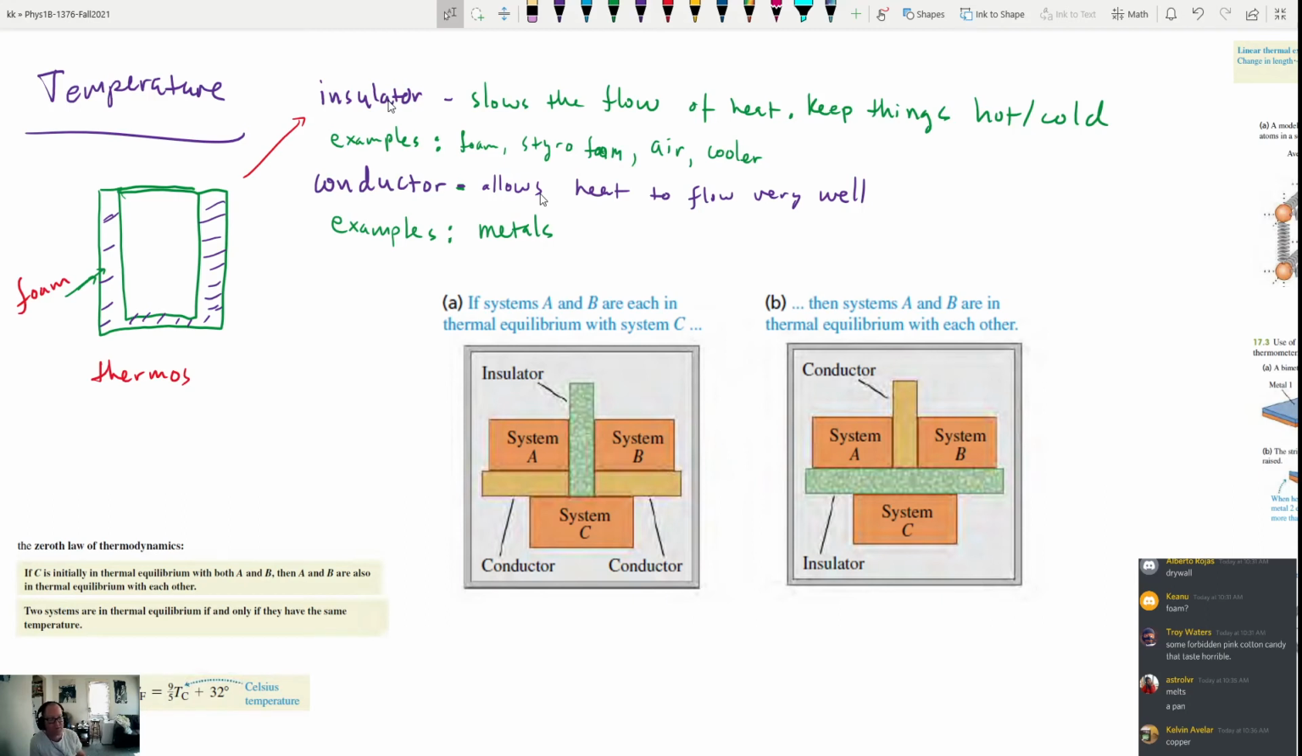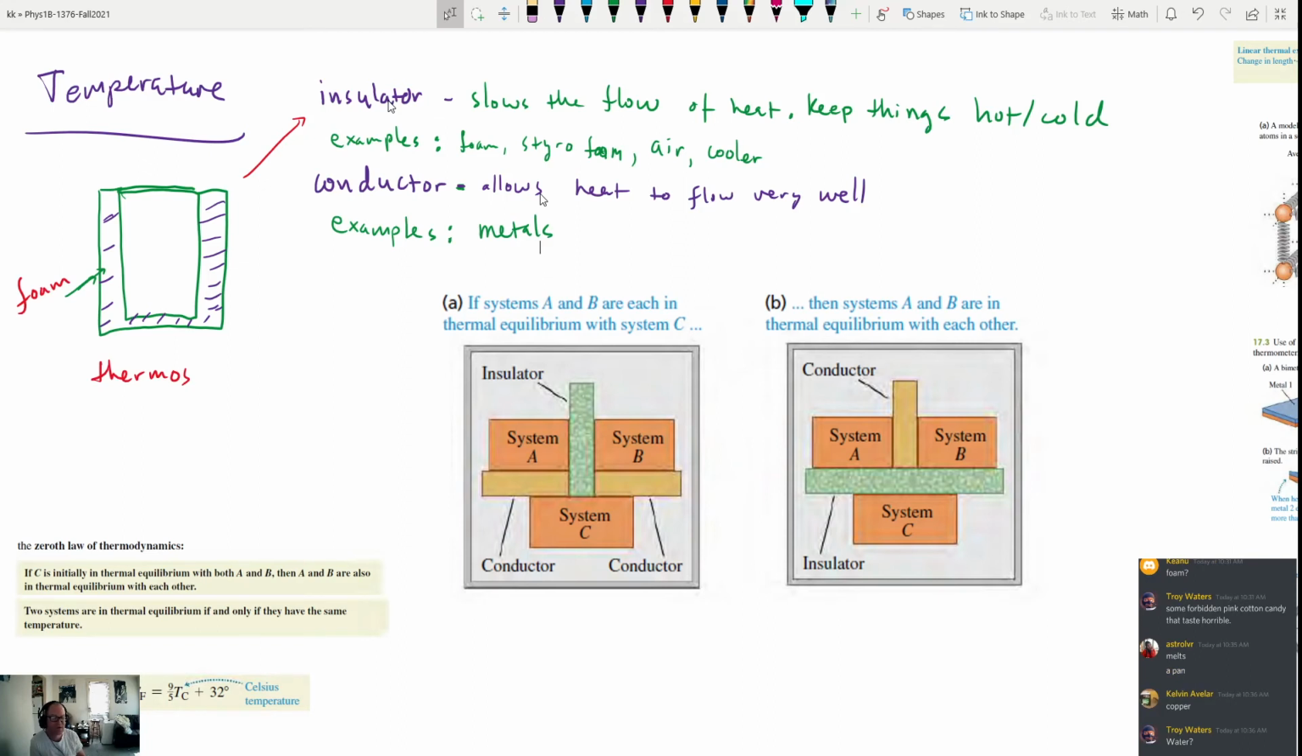Metals also happen to be good conductors of electricity, and the reason for that is because electrons are the thing that are conducted with electricity, and it turns out that when you heat something up, it's actually electrons that allow the heat to flow really well.